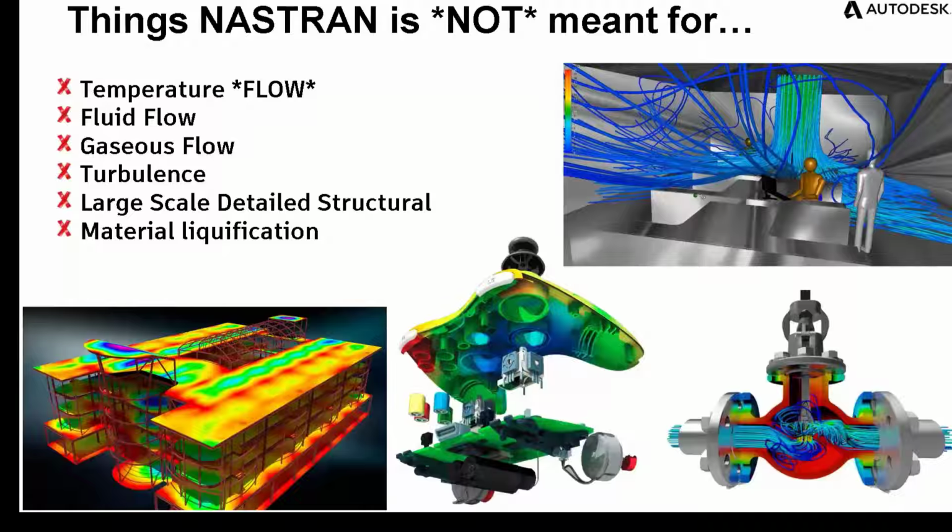So typically those models are created in something like Revit or AutoCAD Architecture, and Autodesk has Robot Structural Analysis for that side. So where NASTRAN is for the mechanical applications, Robot is for the architectural applications. And then any kind of material liquefaction. Looking at the center model there on the screenshot, the hand controller for a gaming console, that's done with Moldflow fluid analysis for plastic injection molding. So those are just, at a top level, what NASTRAN is not meant to do.